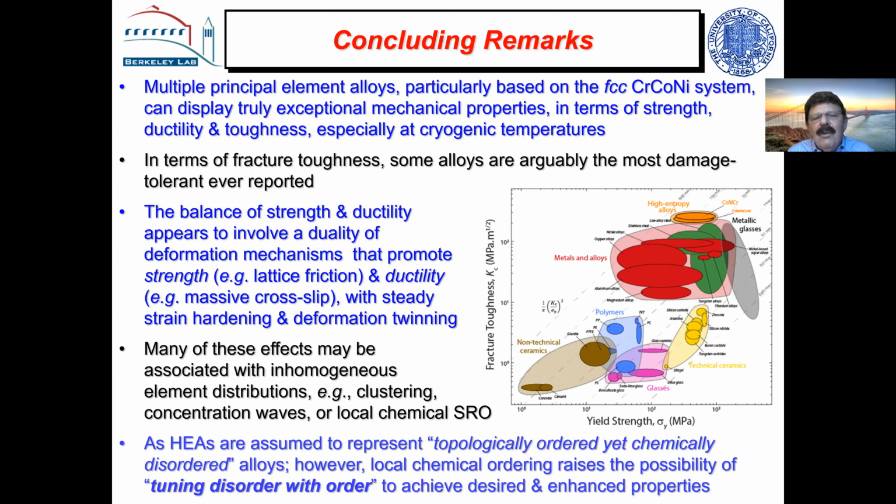The salivating thought for the future is that you've got these alloys which are topologically ordered yet chemically disordered. There may be a way of using chemical ordering to locally tune the properties, and that is a nice, interesting thought. Whether it's a reality, we'll have to see.